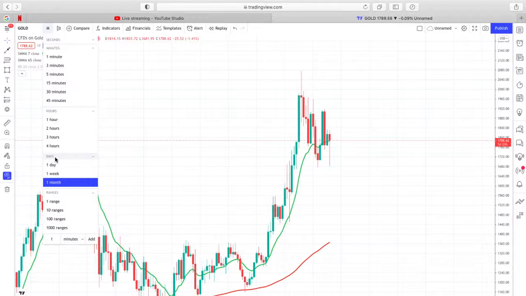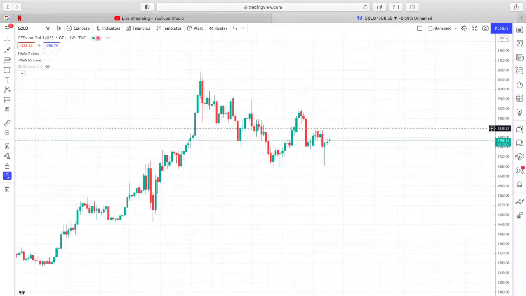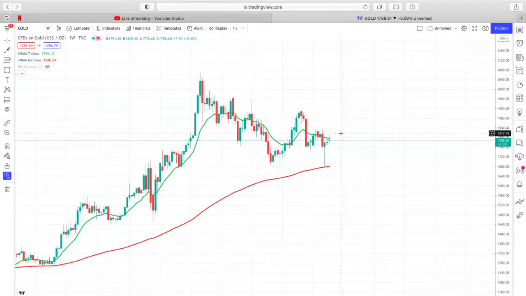So let's flash down to the weekly. On the weekly, the market has definitely bounced out. This wick right here is really getting stronger and stronger. But overall, the 7 is above the 65. Still lower lows, lower highs.